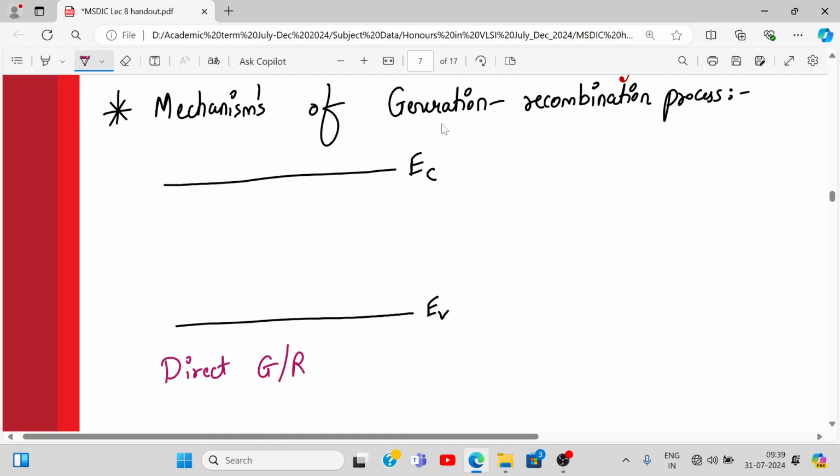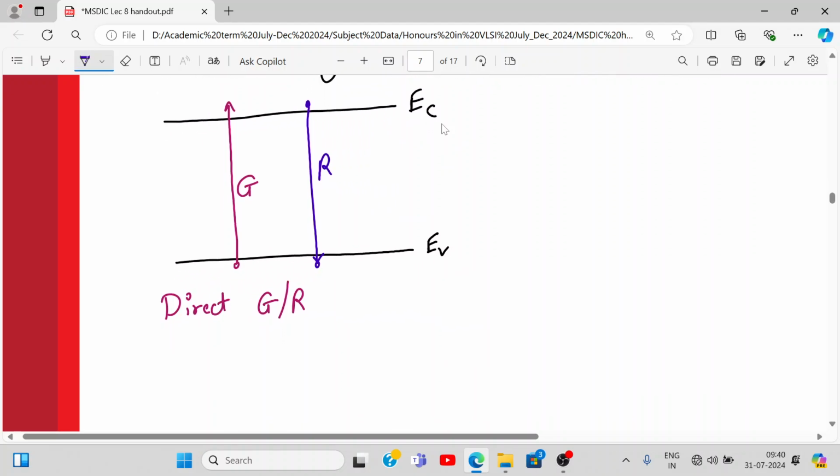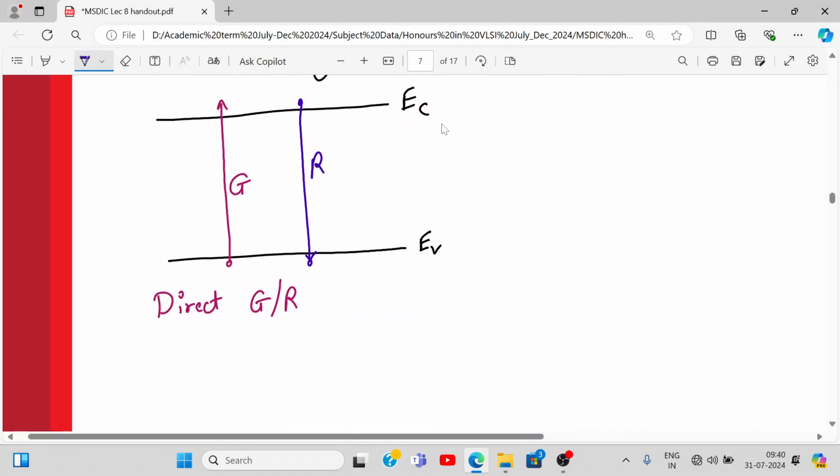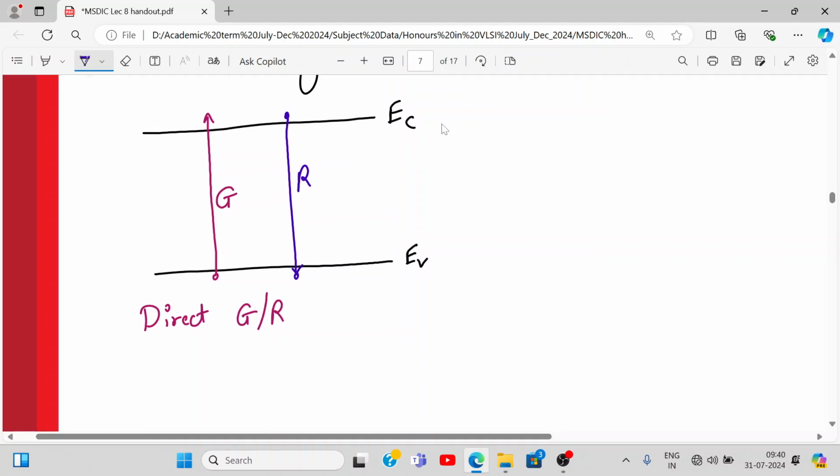Valence band to conduction band. It's a generation process, thermal generation. And how much energy is required for that? Energy band gap energy. So if you have a carrier over here, and if it reaches over here, that process is called the generation process. And what is recombination? Opposite, the reverse. This is recombination. I'll show you some picture today. This is called direct recombination and direct generation process. This is for gallium arsenide. This is not for silicon. This is for compound semiconductors.